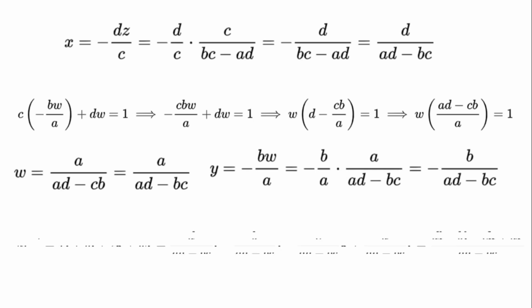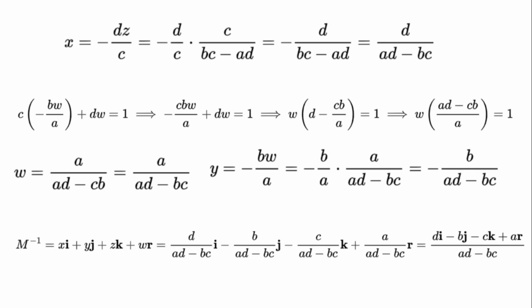So the inverse is m inverse equals x times I plus y times j plus z times k plus w times r, equals d divided by (ad minus bc) times I, minus b divided by (ad minus bc) times j, plus c divided by (ad minus bc) times k, plus a divided by (ad minus bc) times r, equals (d times I minus b times j plus c times k plus a times r) divided by (ad minus bc).